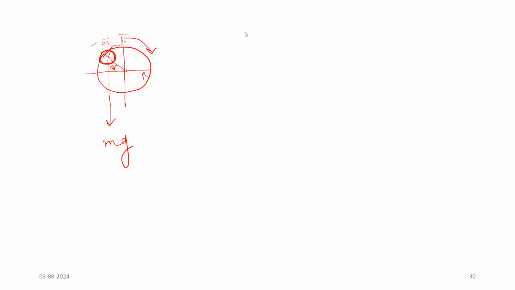So for the feed particle, the centrifugal force expression is mv square by R minus r. Here m is the mass of the feed particle, v square is how much speed it is rotating, and R minus r is the difference between the two radii, right? This is the centrifugal force.